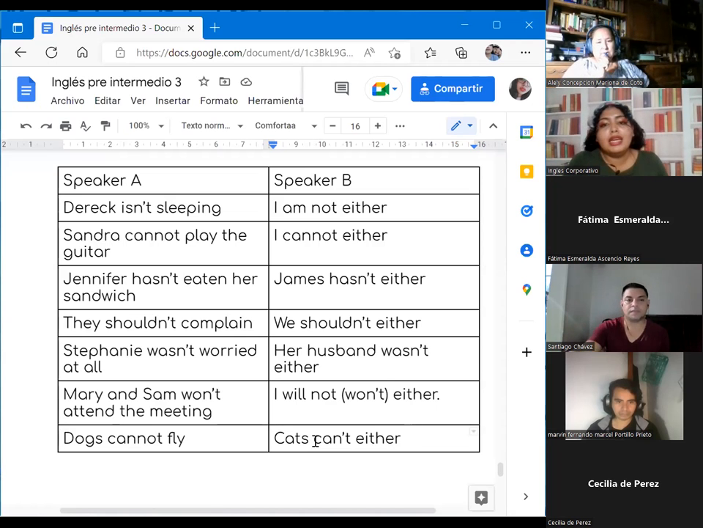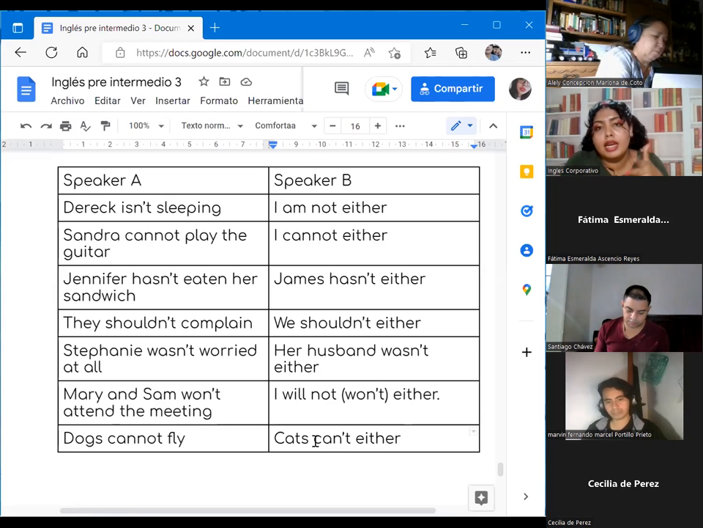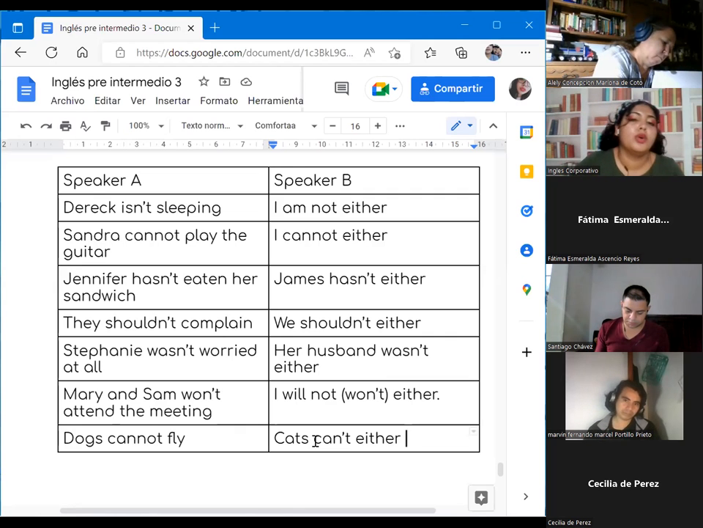El so y el neither van al principio. Luego va el auxiliar y luego va el sujeto. Luego llevamos el sujeto, el auxiliar y el to y el either al final. Así que el so y el neither al principio, to and either al final de la respuesta. Y ahí tenemos nuestras oraciones.